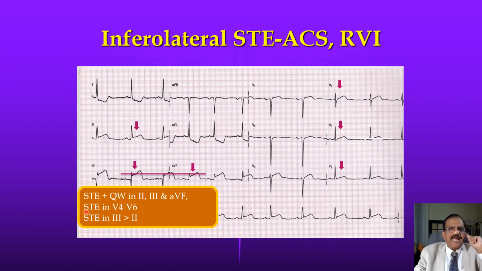How have we made the diagnosis? ST segment elevation and Q wave. In this patient, we have some Q waves also in 2, 3 and AVF. And then ST segment elevation in V4, V6, very subtle. And then ST segment elevation in limb lead 3, this one, and limb lead 2, this one is different. The ST segment elevation in 3 is more than that in 2, representing right ventricular infarction.